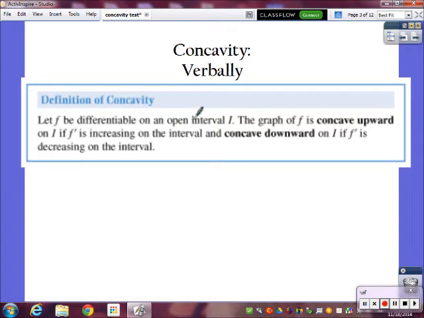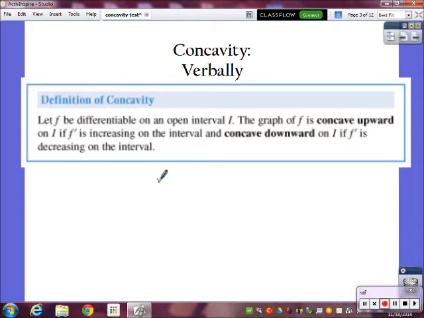Let f be differentiable in an open interval I. That means it has smooth turns. There's no corners, cusps, or discontinuities. And the graph is concave upward on the interval if the derivative is increasing on the interval, and concave downward on the interval if the derivative is decreasing on the interval. So recognize it's saying the derivative is increasing or the derivative is decreasing.